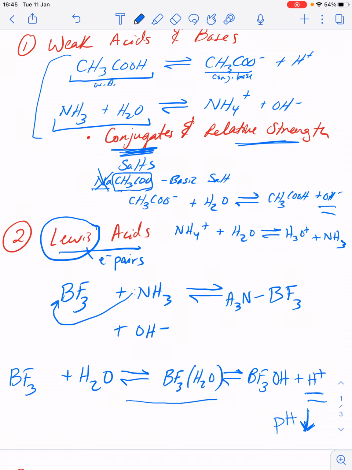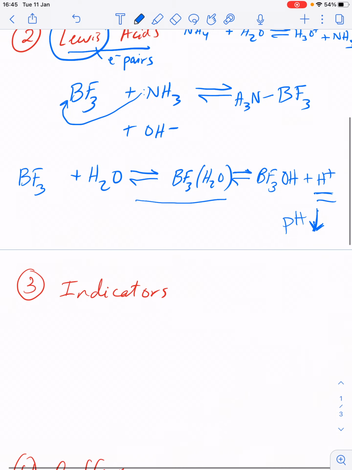I feel like people kind of freeze when they get a question like this. They say, illustrate with a chemical equation how BF3 would lower the pH. And you just kind of freeze. Well, if it's going to lower the pH, you have to show how it creates H+. And if you want to illustrate acid-base character, the most applicable way to do that, applicable across lots of different questions, would be to show it reacting with water and to show that character that way.